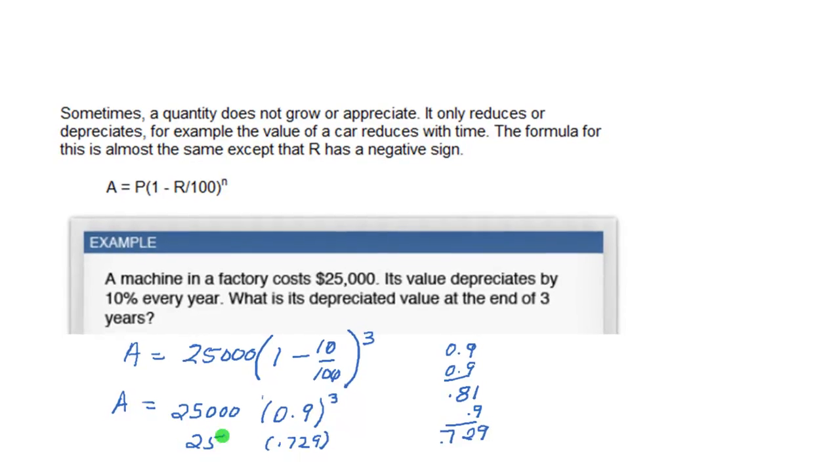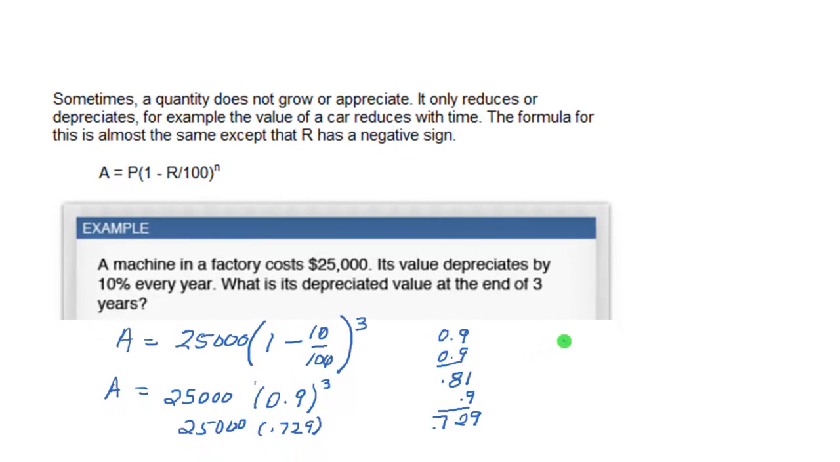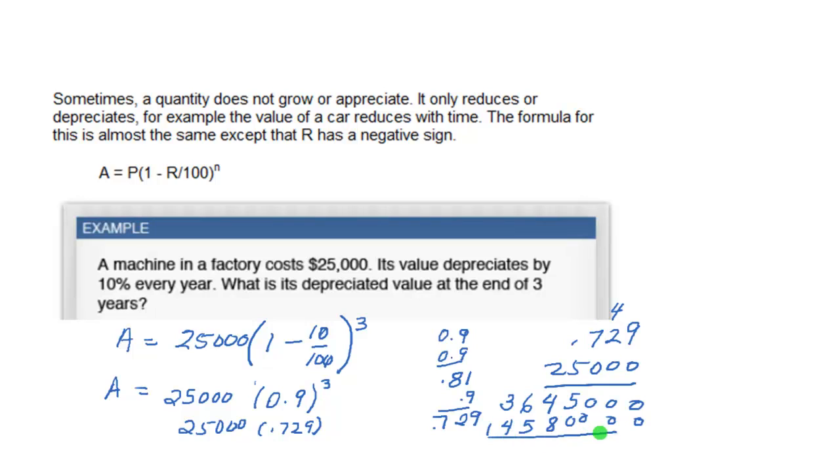And then we need to multiply that times 25,000. So 0.729 times 25,000. 1, 2, 3 zeros, 5. Boy, okay. Are you still following all this arithmetic, which I hope I didn't do too fast to do correctly? 1, 2, 3. So we get 18,225 as the depreciated value in 3 years.